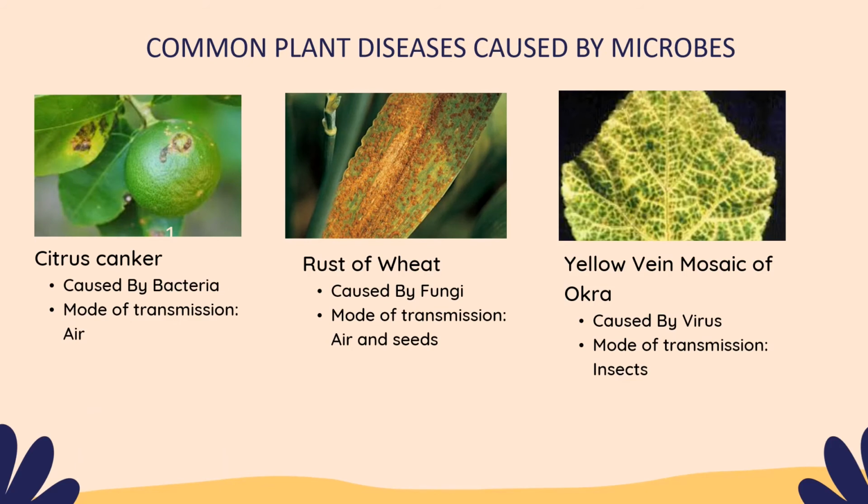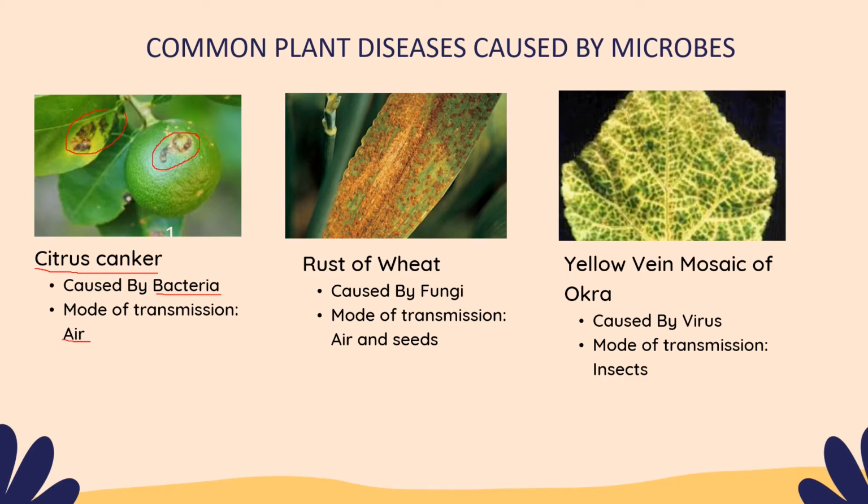Now we will discuss the common plant diseases caused by microbes. The first one is citrus canker. As the name suggests, this disease is basically in citrus fruits like lemon. In the picture you can see these black dots here on the lemon as well as the leaves. This is citrus canker. It is caused by bacteria and it can be transmitted to other plants through air.